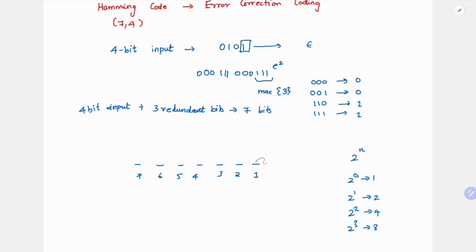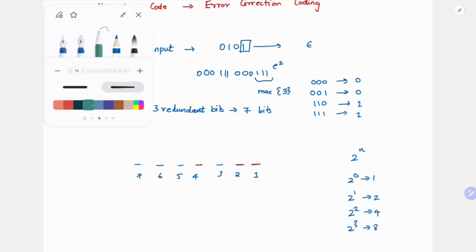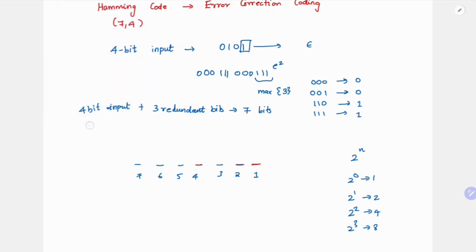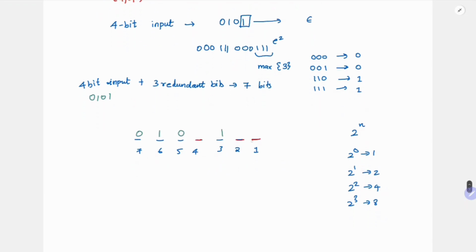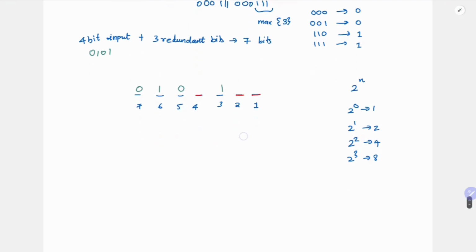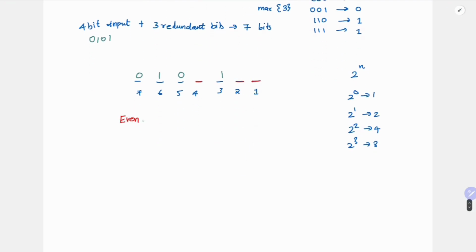Okay. And we'll leave out positions 1, 2, and 4 here. Then the remaining places we'll fill with the data. So whatever the data is, which we took as 0, 1, 0, 1, we'll fill that here, 0, 1, 0, 1. Now what do we fill in these redundant bits? We can fill them using either even parity or odd parity.